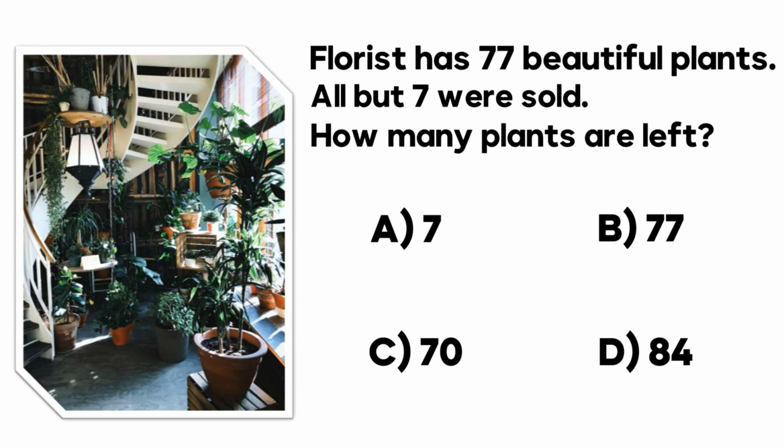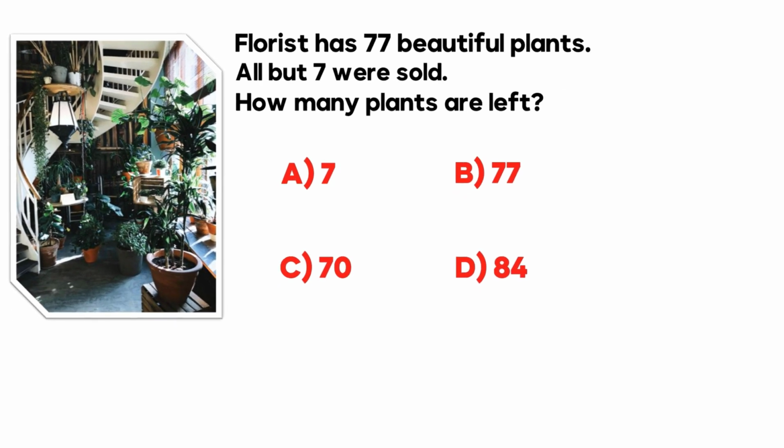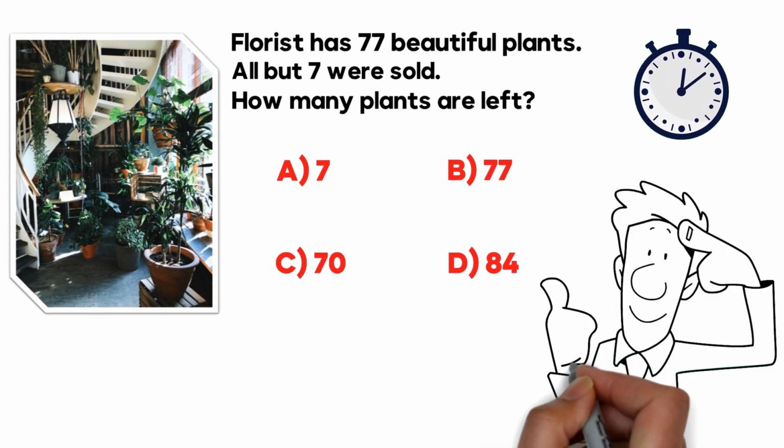You have 4 different choices. Choice A, 7. Choice B, 77. Choice C, 70. And choice D, 84. Do you think you know the answer? Let's continue to see how we can get to the correct solution together.